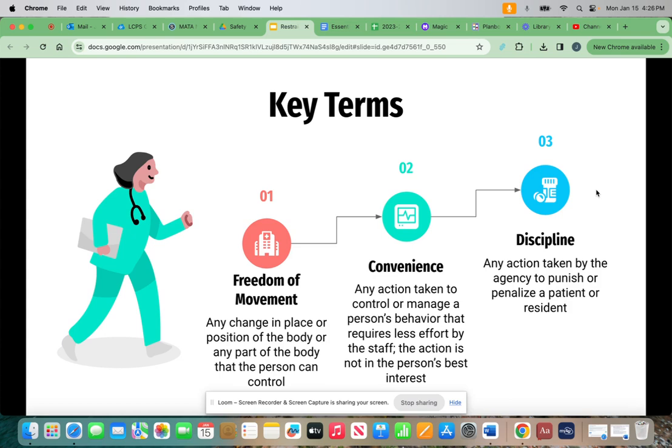CMS, or the Centers for Medicare and Medicaid Services, has rules for restraint use. CMS rules protect the person's right to be free from restraint. Restraints may be used for a brief time to treat a medical symptom that would require restraint use or for the immediate physical safety of the person or others. Restraints may be used when less restrictive measures fail to protect the person or others. They must be discontinued as soon as possible.